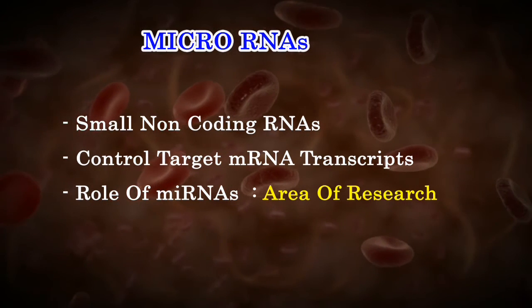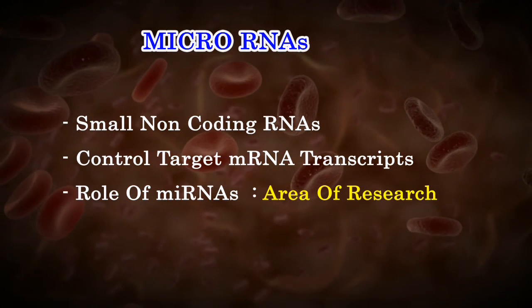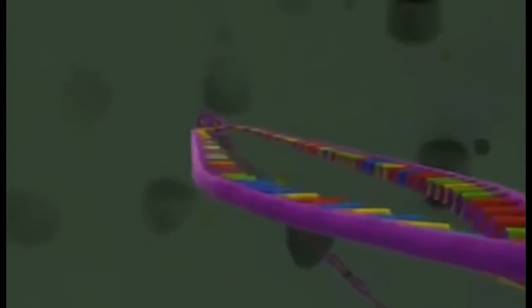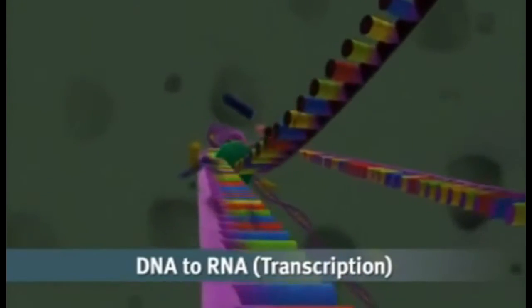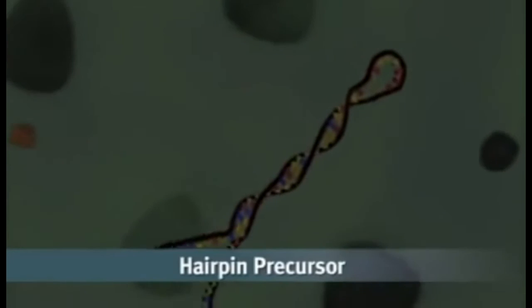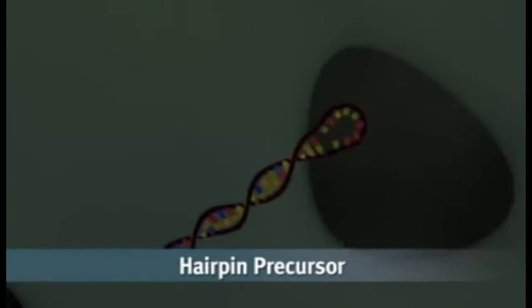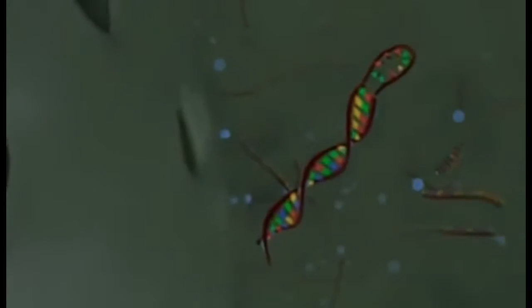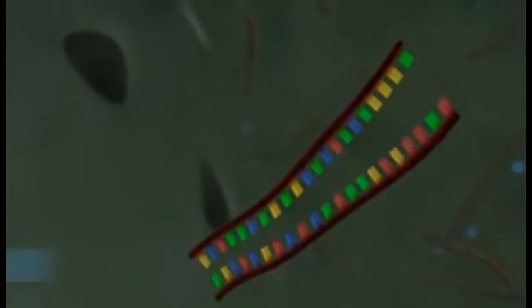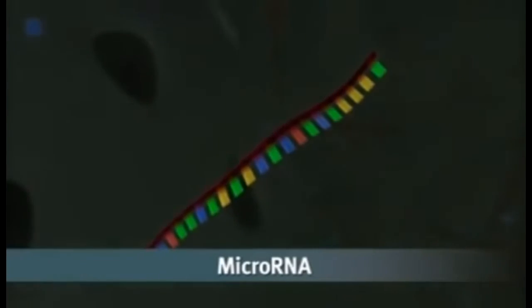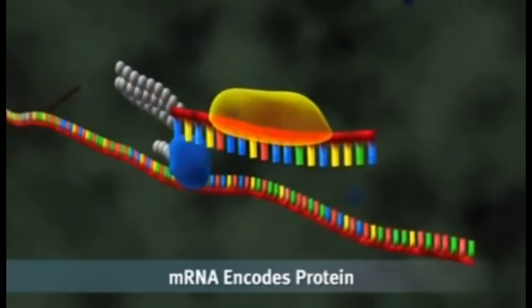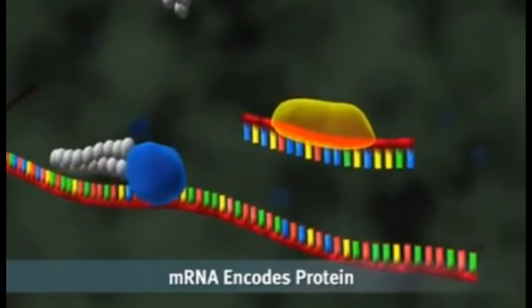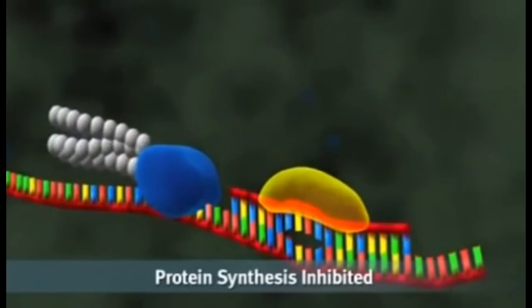A very hot area of research in epigenetics is microRNAs, small non-coding RNAs. During the process of transcription, where DNA is converted to mRNA, part of the non-coding portion is lost, and this is called microRNA. MicroRNAs were considered to be non-functional, but now we know that they can bind to complementary mRNAs and prevent protein formation.